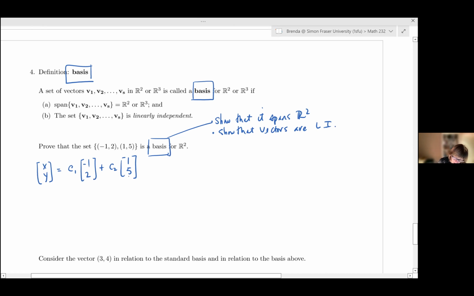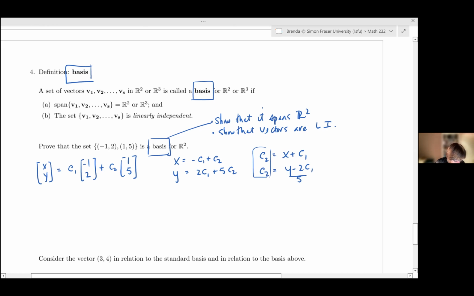So again, I'm going to separate this out into two equations, and then I'm going along the first row. That's going to be, can I write X as minus C1 plus C2? And will I be able to write Y as 2C1 plus 5C2? Okay, so let's think here. This first thing here means C2 is X plus C1. That's rewriting the first equation there. And then the second one is that C2 is equal to Y minus 2C1 over 5.